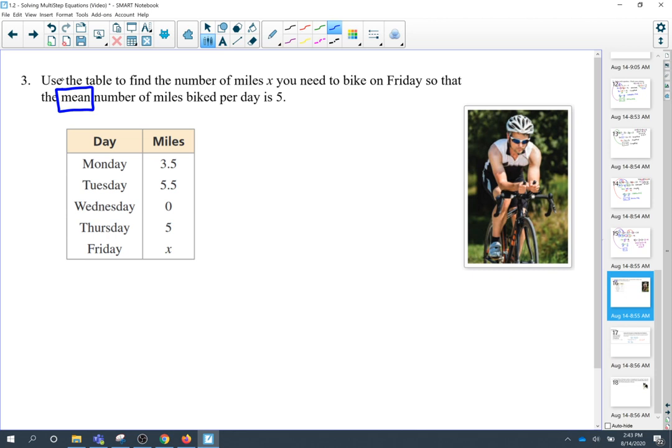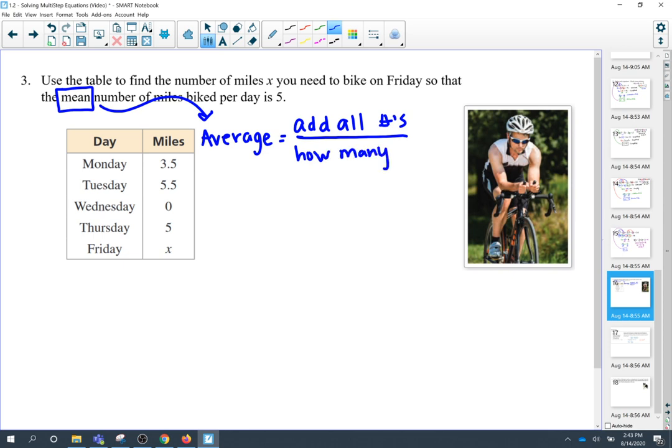Because if we don't remember what mean is, this problem's going to be really hard. So mean, another word for mean, is the average. And if you forgot how to find the average, you add all the numbers and then you divide by how many numbers. So, for example, if I wanted the mean number of miles biked in this week, I would take all my miles. I'd take 3.5 plus 5.5 plus 0 plus 5 plus whatever this is. I'd add them together, and then I would divide by how many I added.